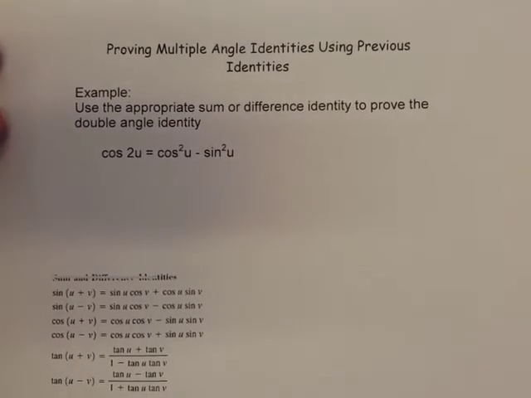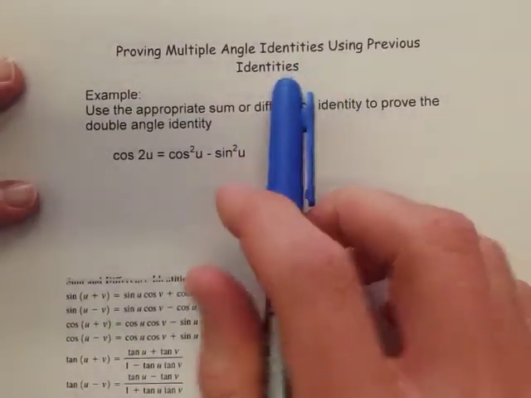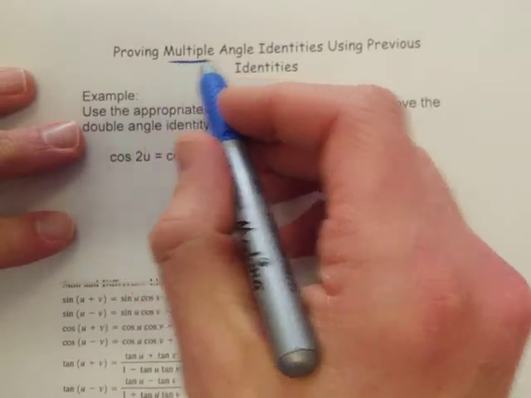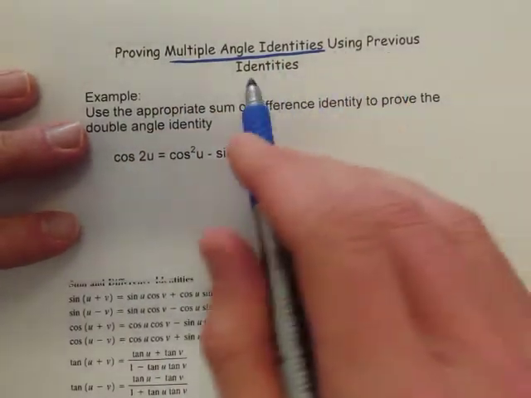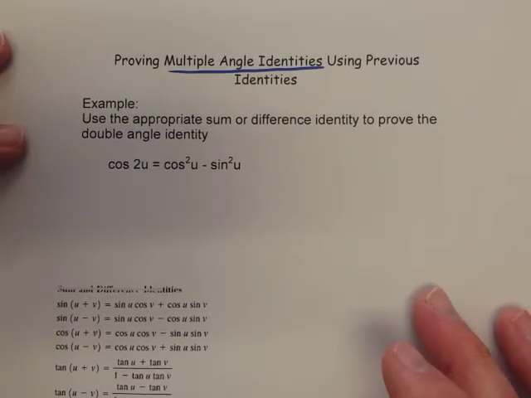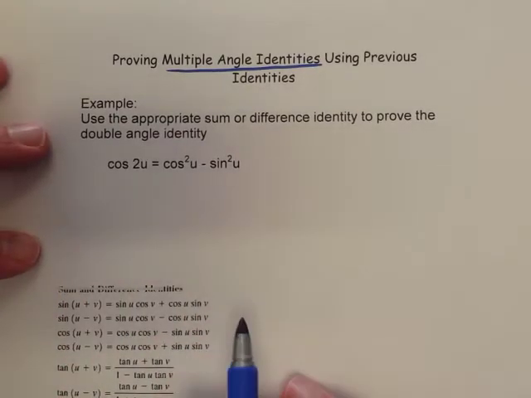For this first proof example in 5.4 day 1, we're going to prove one of the multiple angle identities. So we're going to prove a multiple angle identity using previous identities. It's kind of like a definition in English. Your English teacher would probably tell you that when you're defining a word, the only word that you can't use in the definition is the word that you're defining. So same thing goes for this.